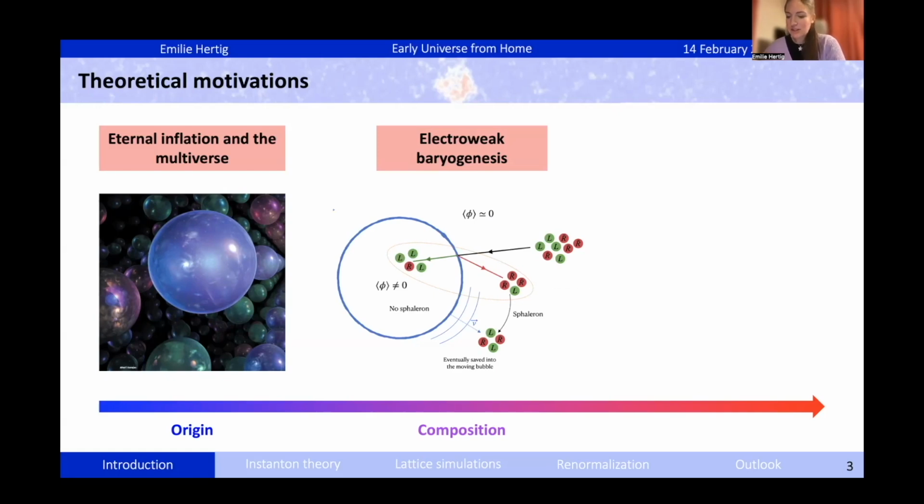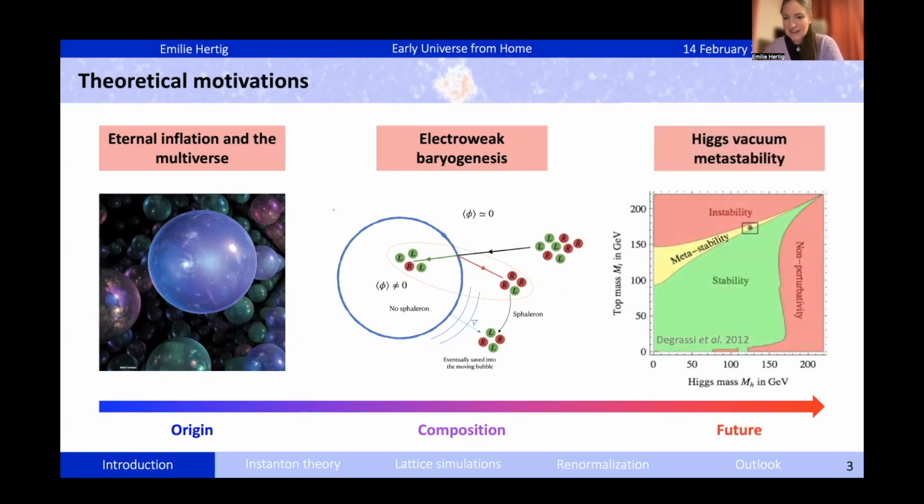The third motivation is directly relevant to our present universe. Indeed, measurements of the Higgs and top quark masses seem to indicate that the Higgs is in a really interesting region of parameter space, right in the range of metastability. This might mean that the Higgs is not currently in its true vacuum, and that false vacuum decay may be looming in our hopefully very distant future.